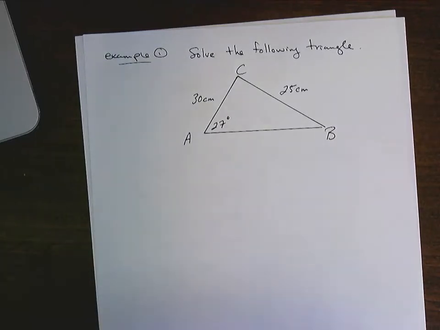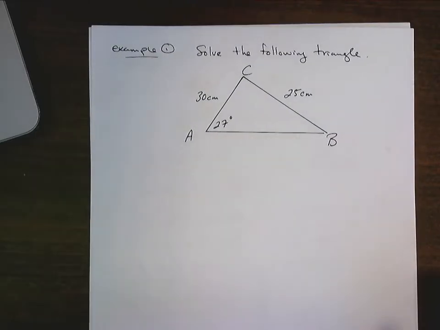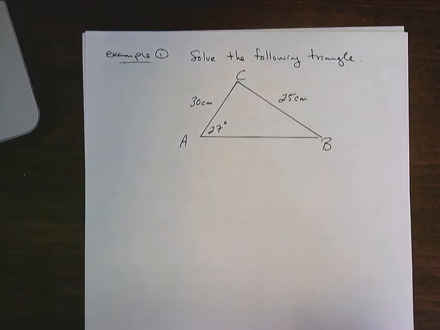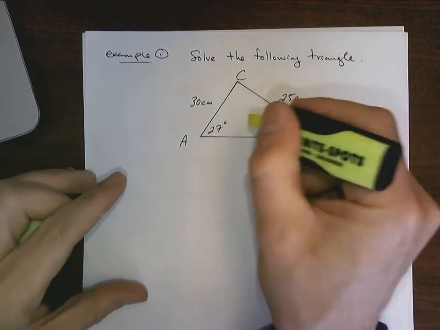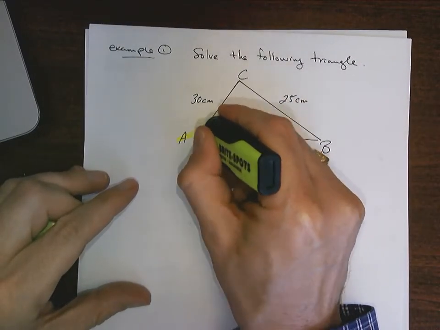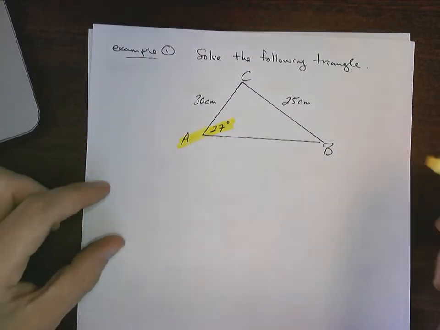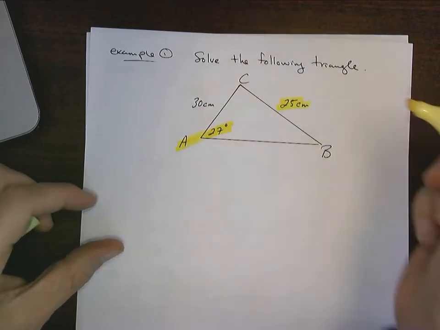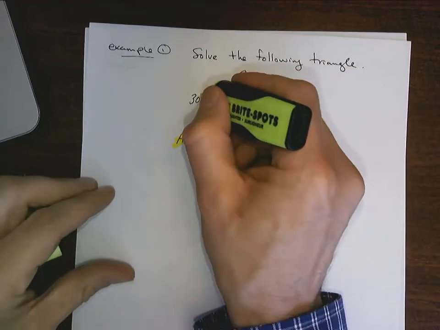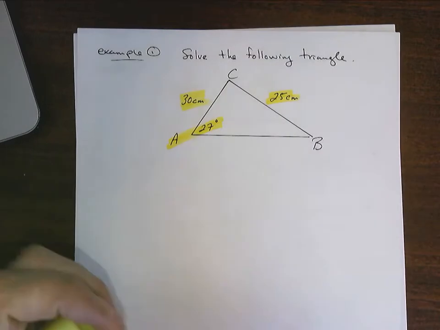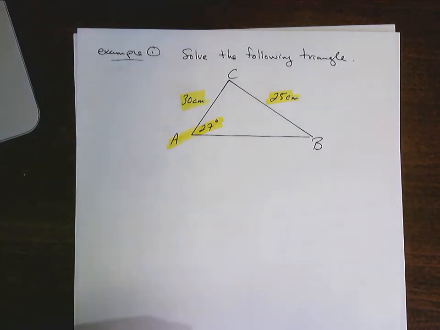Hello, ladies and gentlemen. So here's an example of a question that's giving us a triangle. They're giving us some information about a triangle. First of all, they're going to tell us that one of the angles is 27 degrees. It's going to tell us that the side opposite that given angle is 25 centimeters. And it's giving you the side length of one of the other sides.